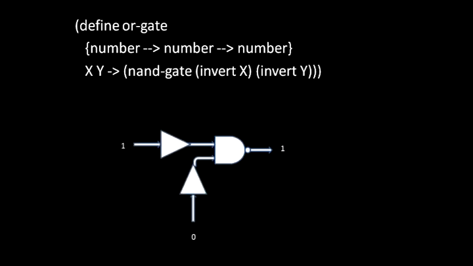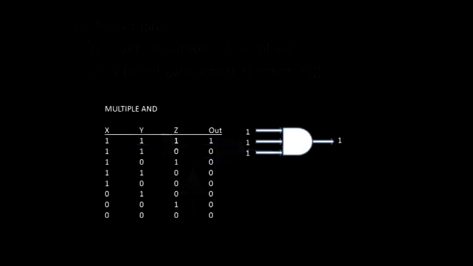An OR gate is the result of feeding both inputs through an inverter and submitting the inverted results to an AND gate. In logic circuits, you'll often see more than two inputs feeding into an AND gate or an OR gate. These are called multiple input gates, and we can build them from basic AND and OR gates like this.